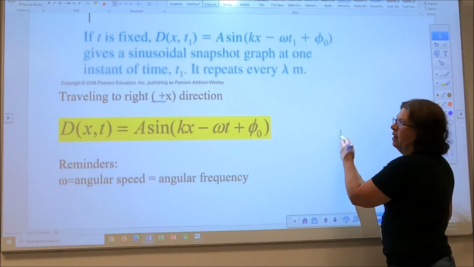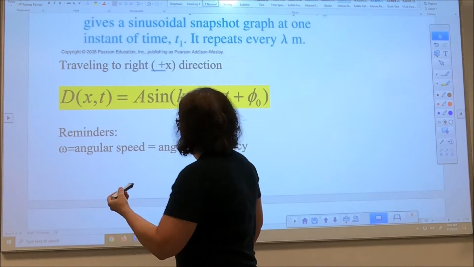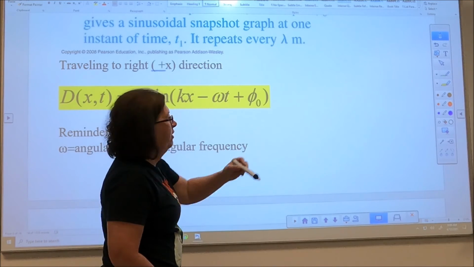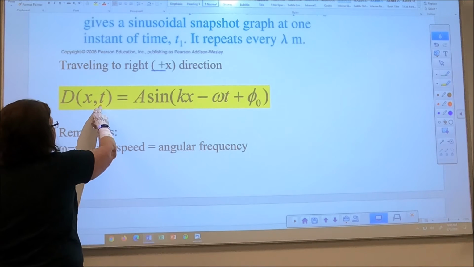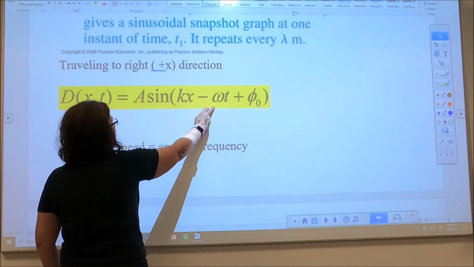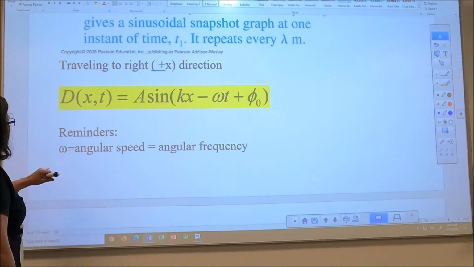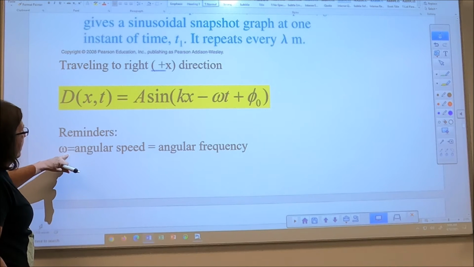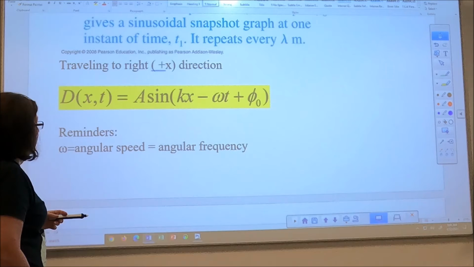Okay? Now, when the wave is traveling to the right, so the disturbance is traveling to the right, the displacement as a function of x and t is equal to A sine(kx minus omega t plus phi 0). Now, omega here is the angular speed, also called the angular frequency.